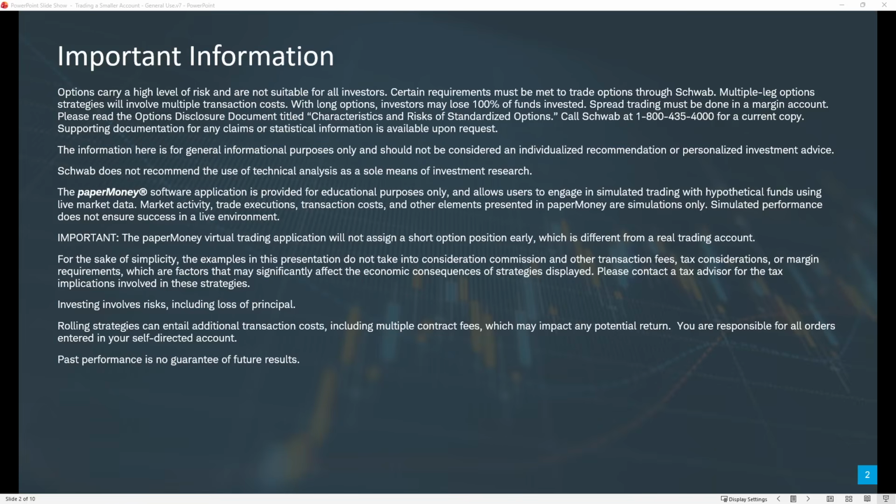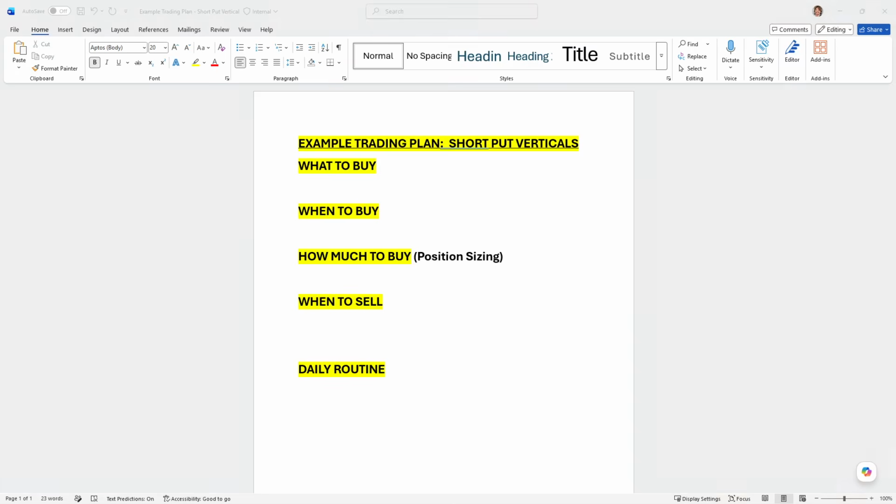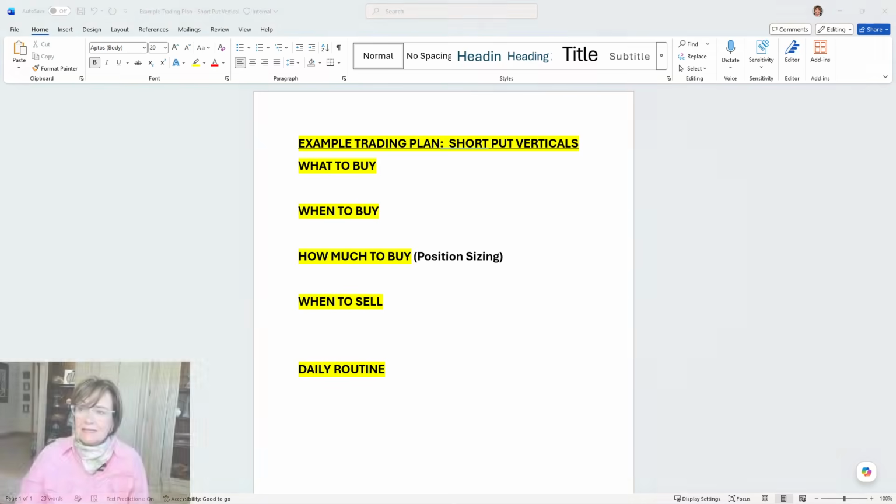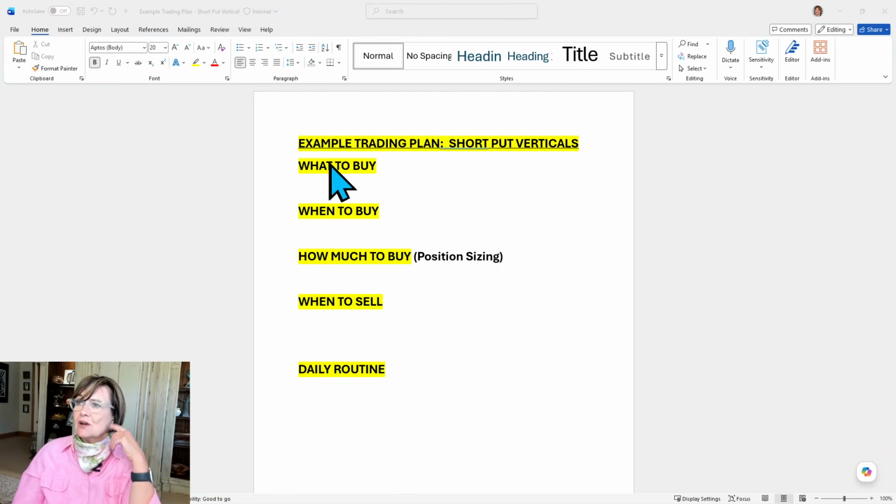Now let's go and bring up our shell of a Word document. And I've just put our 5 categories in here. And these categories, with our trading plan, include what to buy or what to trade, when to trade it, how much to trade or our position sizing, when to sell, and our daily routines. Okay, so what to buy?